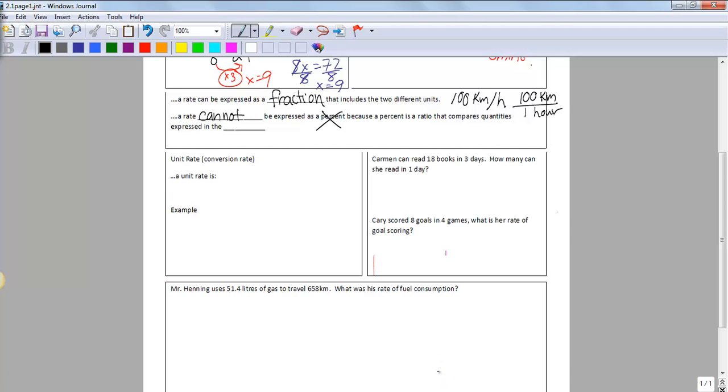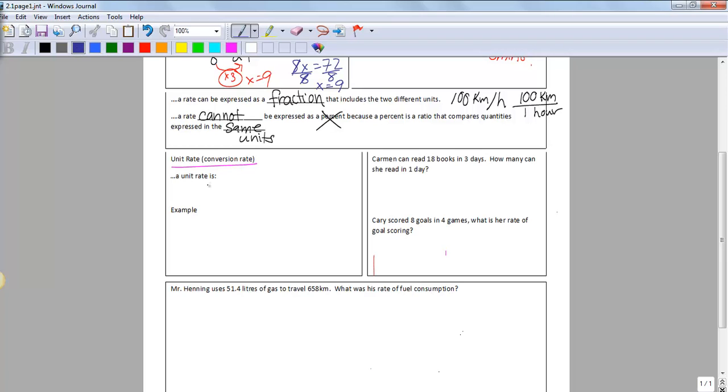Because a percent is a ratio that compares quantities expressed in the same units. So if you're talking about a percent on a test, it's 8 marks out of 10 marks, out of a greater whole. You can't do that when you have rates. So fraction only. Now, something that's really common is this thing called a conversion rate or a unit rate.